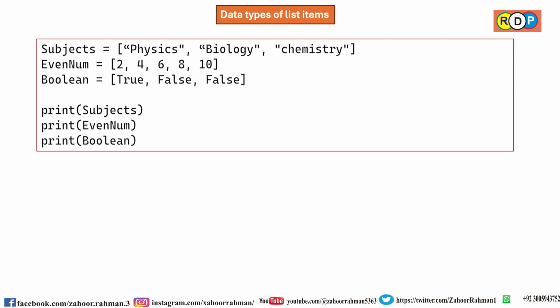In the second, we entered even numbers, that is 2, 4, 6, 8, and 10. In the third one, there is Boolean true, false, and false again. So if I am going to print these, yes, subjects will be printed, even numbers will be printed, and the Boolean data type will be printed.